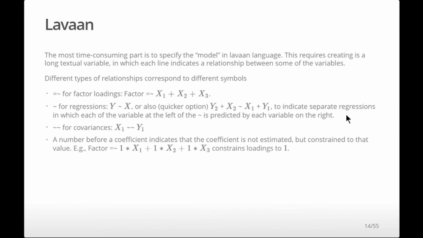And you can declare a model with a text file or a text string. In each line, you declare a certain type of relationship, for example, factor loadings, regression, correlation. And there are symbols for doing each of those. For example, equals and then tilde is for factor loadings, tilde is for regressions, double tilde is for covariances. And a fixed number before a variable means that you want to fix a certain variable to a certain level. In our case, we will need to fix many of the loadings to 1. So we will need a factor, for example, random intercept, equals tilde means a factor. 1 multiplied by h1 means that this factor loading is fixed to 1. That's mostly what you need to know.